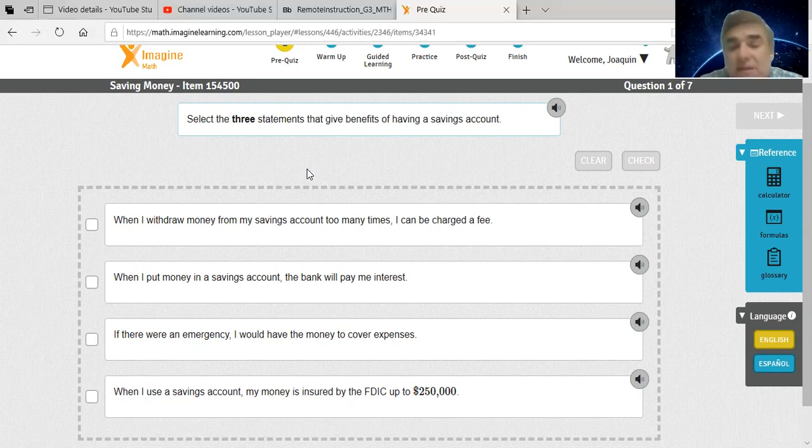The other benefit is that your money can get a premium that the bank will pay you. They will pay you money to have your money in the bank. So that's a good benefit. And finally, the third benefit that I really like is that you have your money available at any time.